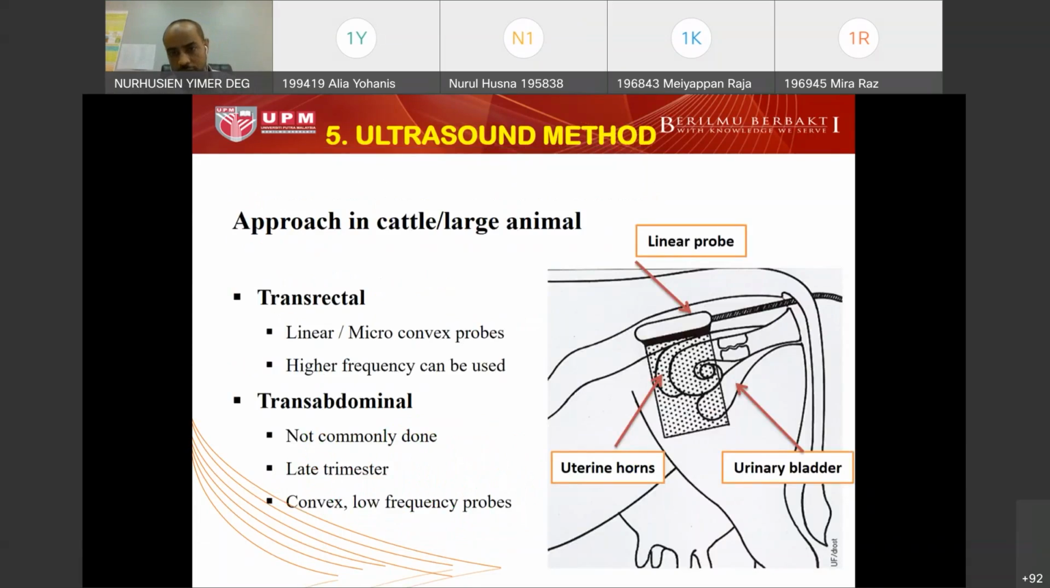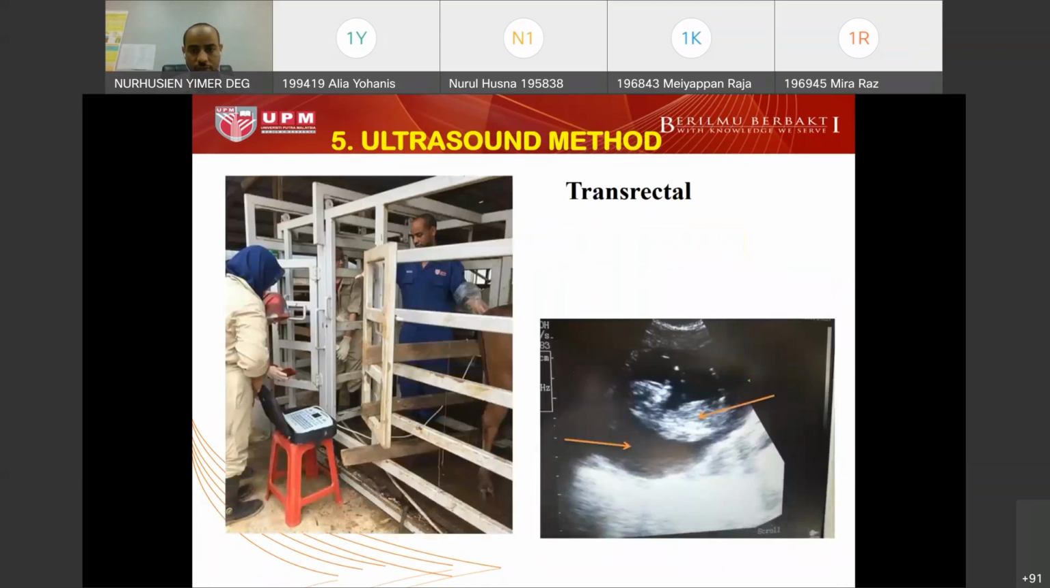We have different types of probes, linear and convex. In large animals, especially cattle, we rely more on transrectal scanning using a linear probe. You can use a high frequency probe during this method. Transabdominal is relatively much less commonly applied and not really a good method of scanning for cattle, especially. But it can be applied during the advanced stage of pregnancy.